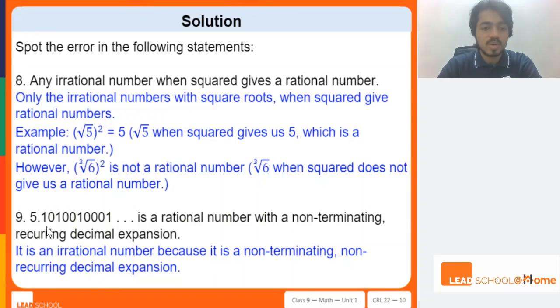Next is 5.101, 001, 0001 and so on is a rational number with a non-terminating recurring decimal expansion. Now this is a non-terminating decimal expansion, but it is non-recurring because there is no pattern of digits which is being repeated. So it is an irrational number because it is a non-terminating and non-recurring decimal expansion.